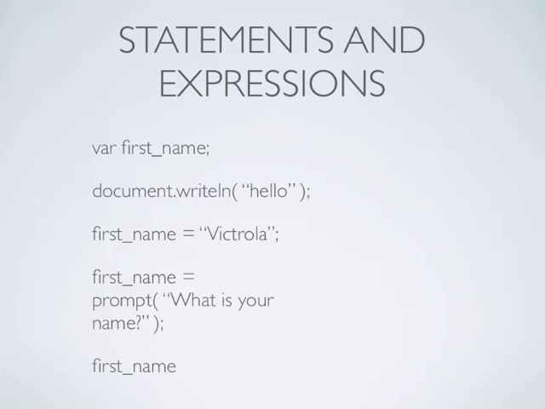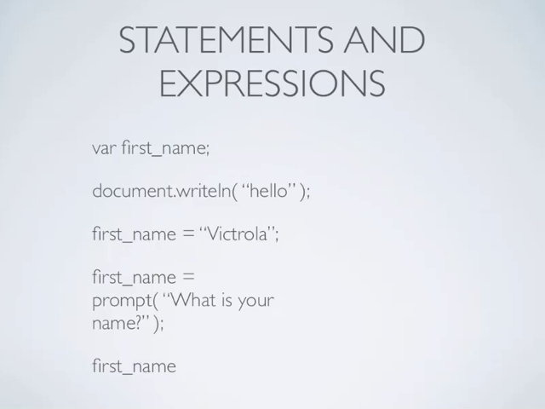First name equals the string constant Victrola, string literal Victrola, I'm sorry. Of course we'll assign that string literal to the first name variable, so the value of the first name variable will be equal to Victrola. First name equals prompt, what is your name? Of course we'll pop up a box that will allow the user to fill in a value, which will then be assigned to the first name variable, stored in the memory location that the first name variable refers to. And then the very last one there is just the first name variable all by itself, not inside quotes.